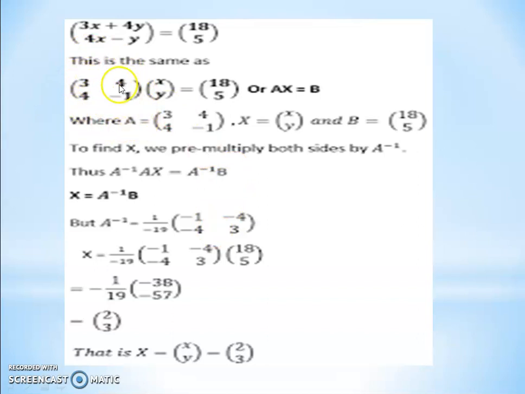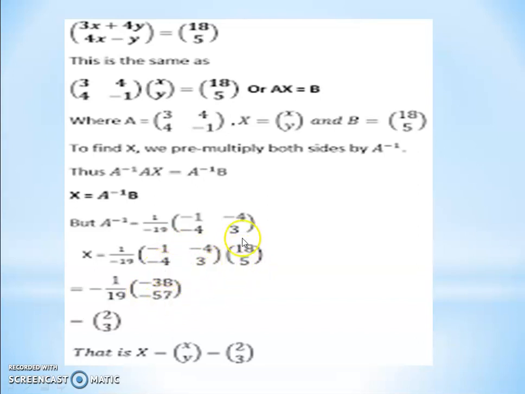Change the sign of this diagonal element, so minus 1, 3, minus 4, minus 4. We now multiply 1 upon minus 9, keep as the same. We have to take row with column because B is 18 and 5. Minus 1 into 18, obviously it is minus 18, and minus 4 into 5, minus 20. So minus 20 plus 18, minus 38.